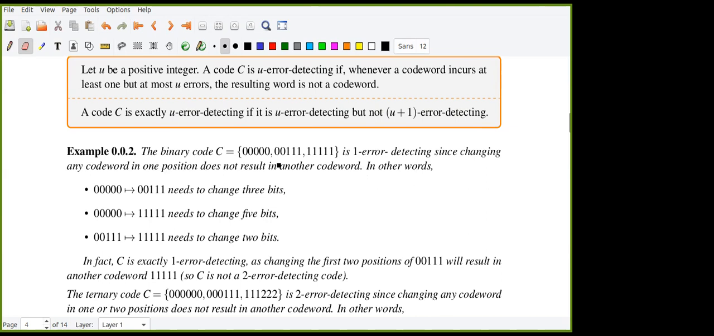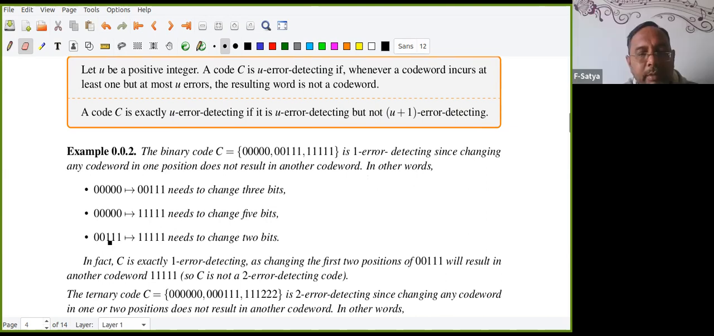Sir, if the first two places of the second code word change, it becomes the third code word. See why? So simple, right? Change 0, 0 to 1, 1. Two errors happened, and now it becomes the third code word. So I cannot detect. So it is not two error detecting. It is only one error detecting. One error happens and it is not a problem.